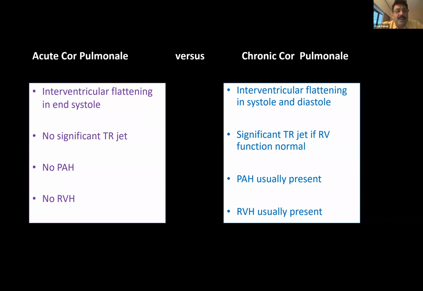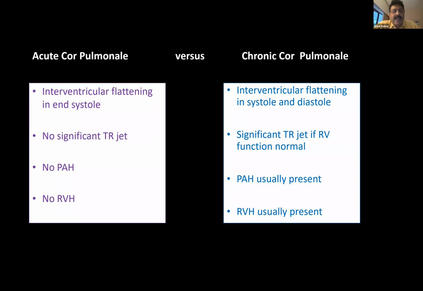In acute cor pulmonale, you will generally not have a significant TR jet. There may be a small jet because the function is acutely compromised. In chronic cor pulmonale, you will have a significant TR jet if the RV function is normal. But if the RV function is compromised, then you're not going to have a TR jet. In acute cor pulmonale, you will have no pulmonary artery hypertension. But in chronic cor pulmonale, PAH will have been established. So when you measure the PASP by echocardiography, you will find that there is pulmonary hypertension. And in acute cor pulmonale, you will not have right ventricular hypertrophy, and in chronic cor pulmonale, you will have right ventricular hypertrophy.